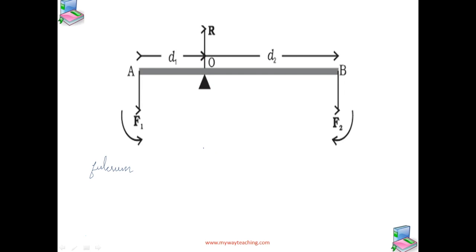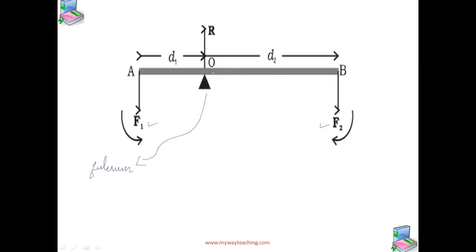A seesaw on a children's playground is a typical example of a lever. Two forces F1 and F2, parallel to each other and usually perpendicular to the lever, as you can see in this figure, act on the lever at distances d1 and d2 respectively from the fulcrum.